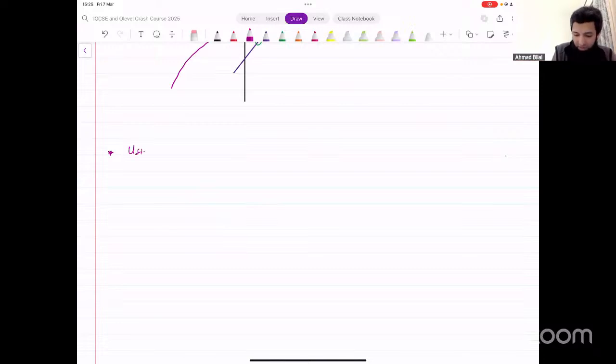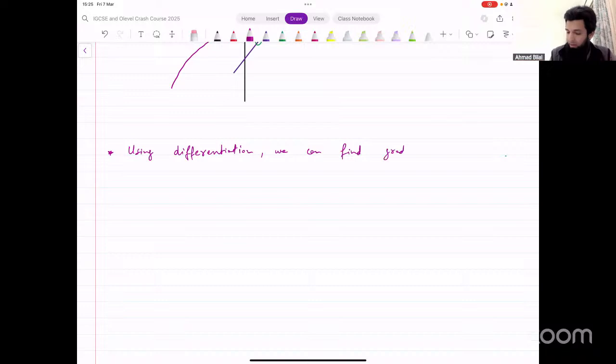Using differentiation, what we can do is we can find the exact gradient, not an estimate, but an exact gradient of a curve at any particular point.